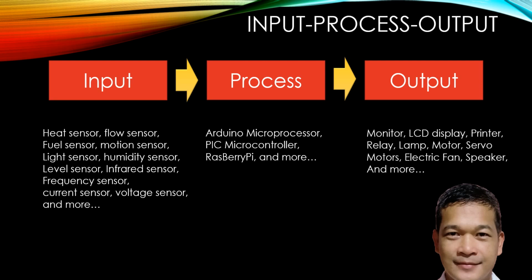Heat sensor, flow sensor, fuel sensor, motion sensor, light sensor, humidity sensor, level sensor, infrared sensor, frequency sensor, current sensor, voltage sensor, and more. So what is used for the processing of the measured variables are what we call Arduino microprocessors or the PIC microcontroller, the Raspberry Pi and more.